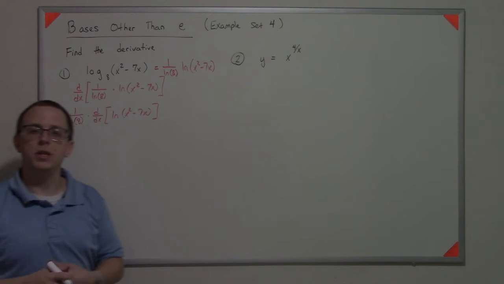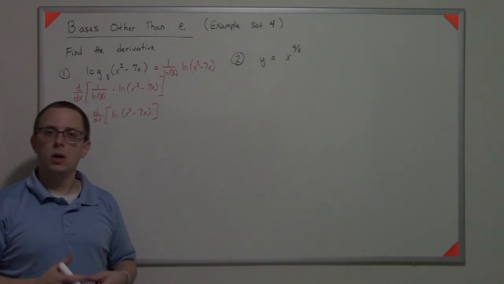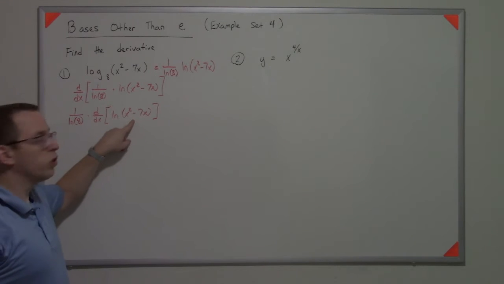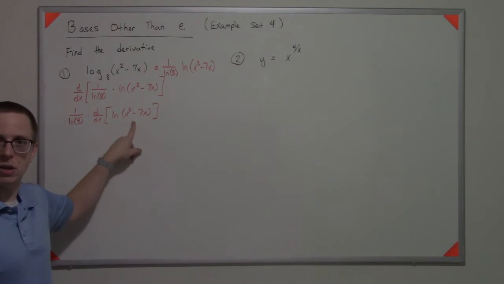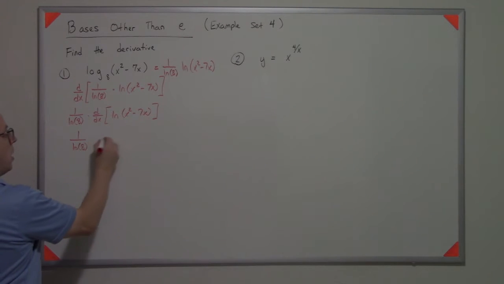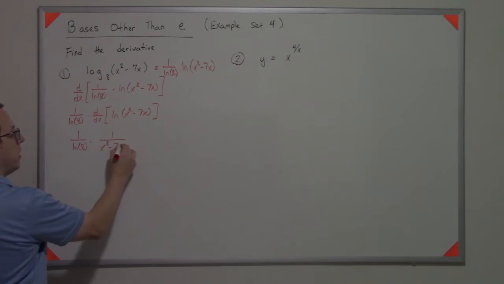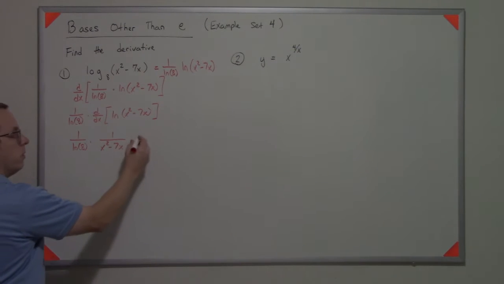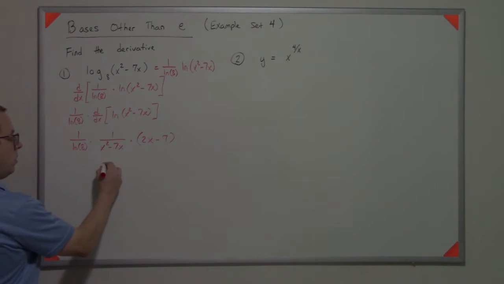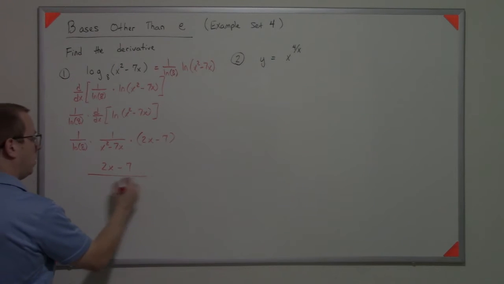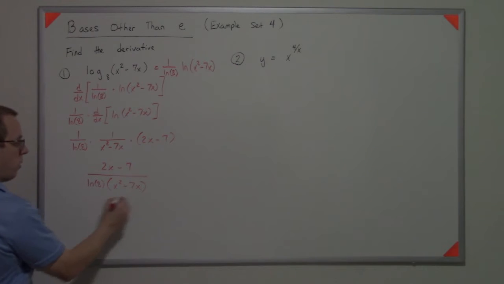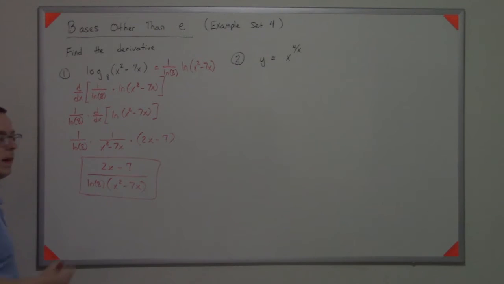Now what we need to do is take the derivative with the natural log, which is something we already know how to do. Remember that the derivative of the natural log is 1 over something times the derivative of that something, right? That's the chain rule. So it's 1 over natural log of 8 times 1 over x squared minus 7x times the derivative of this, which is 2x minus 7, giving us an answer of 2x minus 7 over natural log 8 times x squared minus 7x. Simple enough.